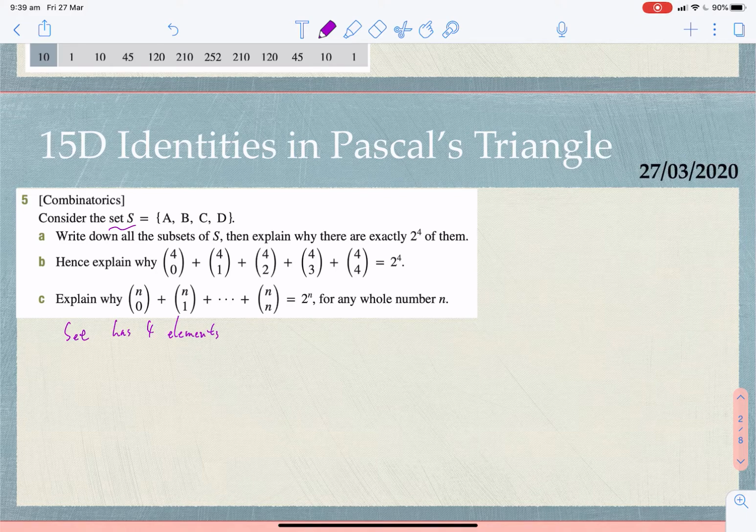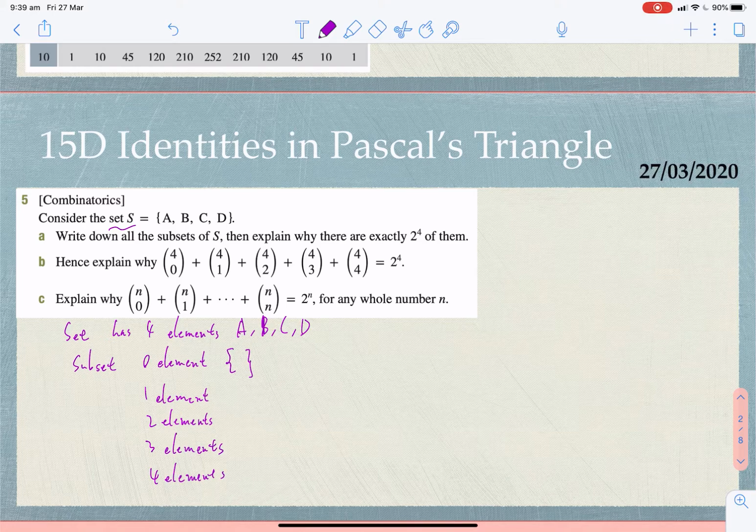Okay, so we got A, B, C, D, 4 letters. So a subset is anything that can be within the set. It can be 0 elements, so nothing. Then 1 element, 2 elements, 3 elements, and 4 elements. So from 0 all the way to 4 elements.